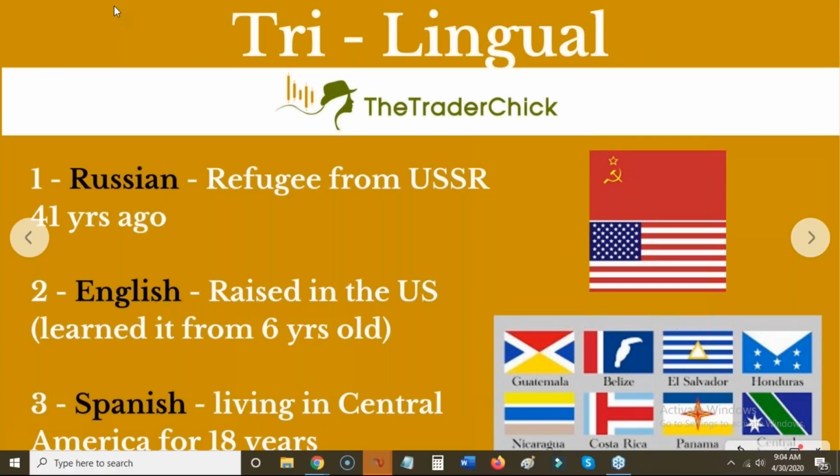I am trilingual. So one thing that me and Anna, the host, have in common is we both speak Russian. I am actually a Russian refugee from the USSR, over 40 years ago, during the Cold War. So Russian is my native language, my mother language. However, I was raised in the US from age 6, so it's pretty much my main language. It's the language I prefer to do everything in.